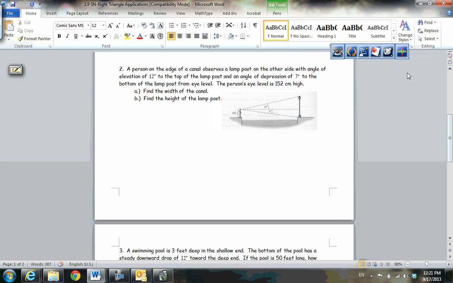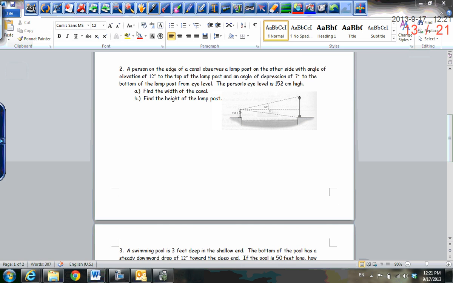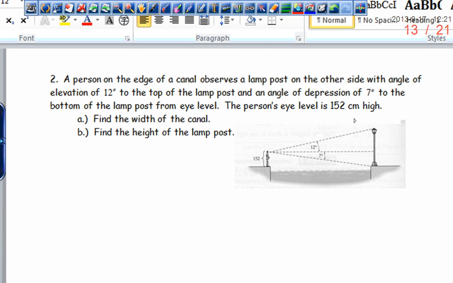All right, number 2. On the edge of the canal, there's a lamp post. Don't have to draw a map this time, there's a good picture of that. Elevation is 12 degrees, depression 7. So that's why we got 12 going up from parallel with the horizon. That's elevation, that's depression. This dude's 152 feet tall, from his eye level, I should say.